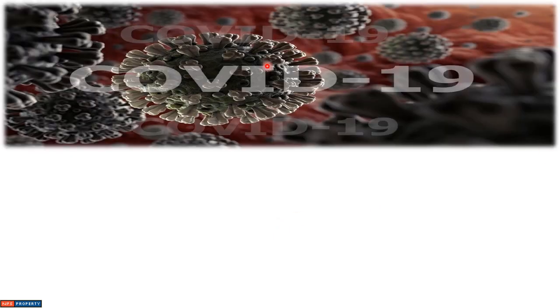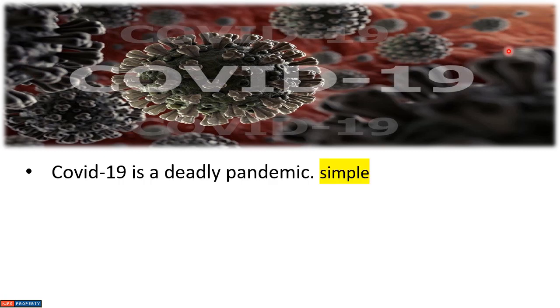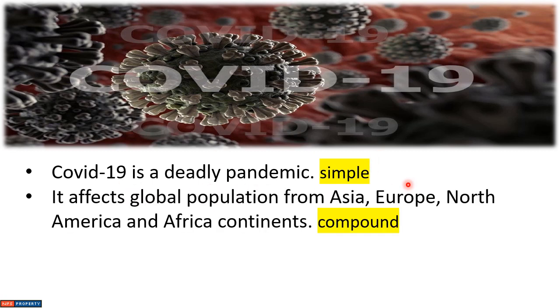Example, I give you example. COVID-19, everybody knows this is one of the main polemic, main problem that we have been facing since last year. So example of simple sentence: COVID-19 is a deadly pandemic. And then, if you want to talk about compound sentence: it affects global population from Asia, Europe, North America, and Africa continent. Compound, why? Because we are talking about all the countries that are being affected. So we are connecting them together.